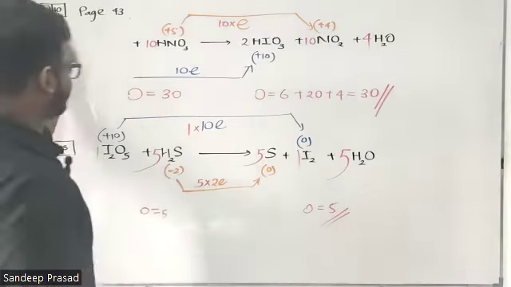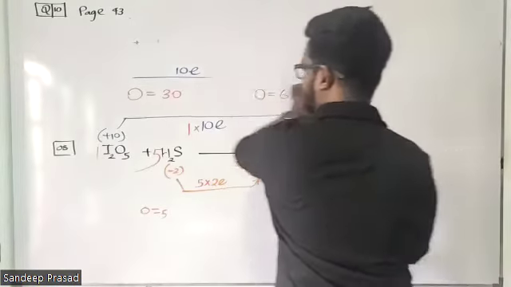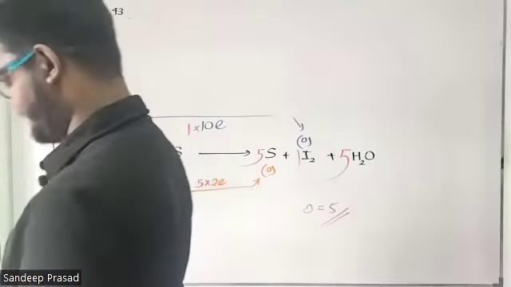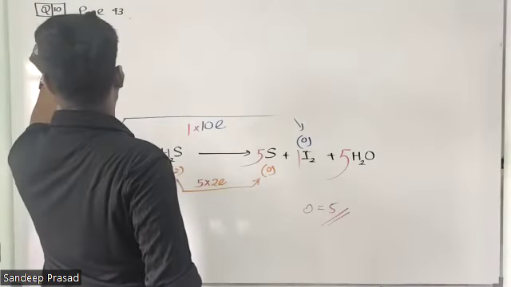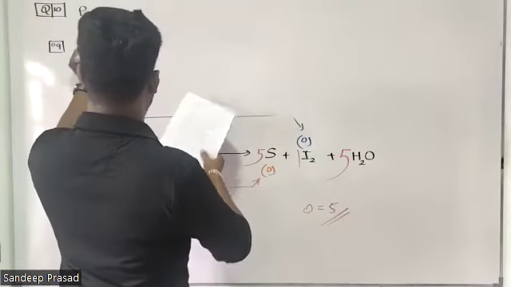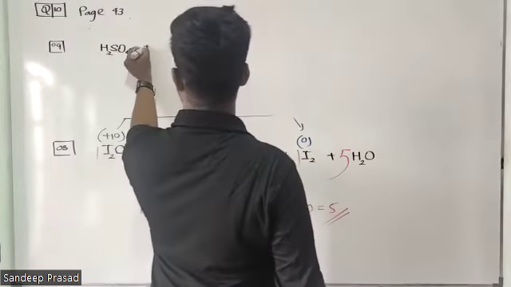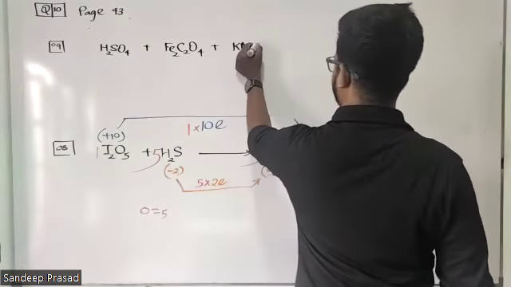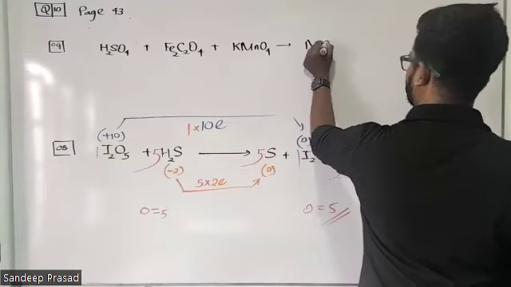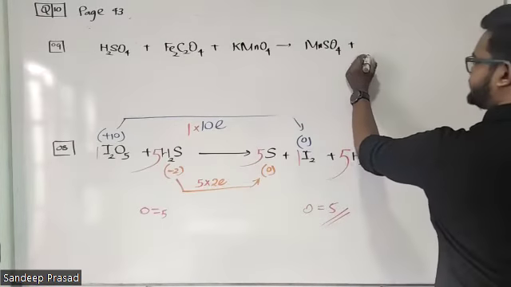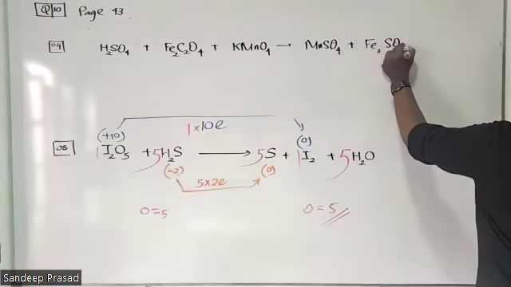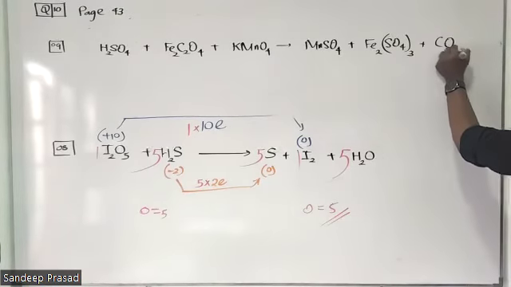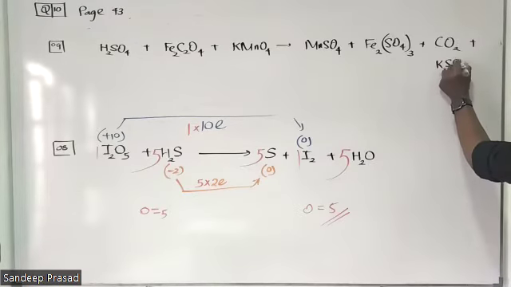I think 9th one, we already did that one. We discussed that one. Ferrous oxalate, potassium permanganate. Okay. So let me quickly do that one since we have discussed 9th one earlier. H2SO4, ferrous oxalate, FeC2O4, potassium permanganate. Manganese sulfate, Fe2(SO4)3, carbon dioxide, potassium sulfate plus water.